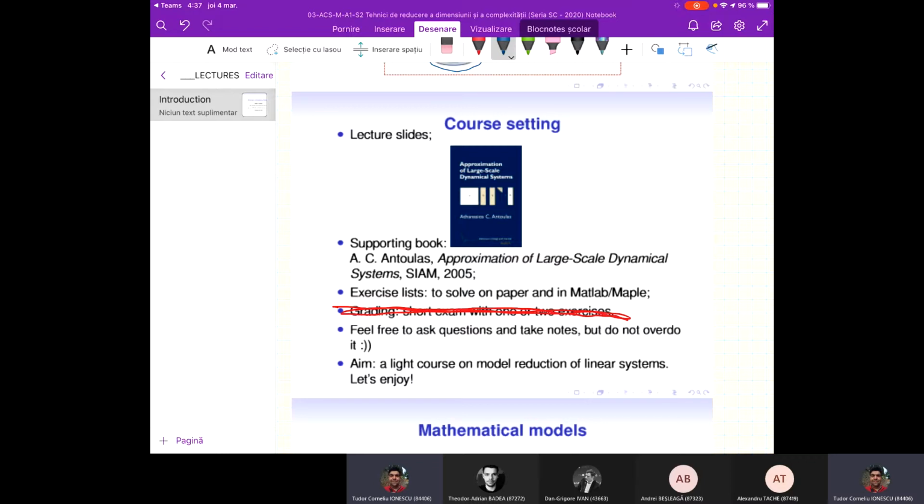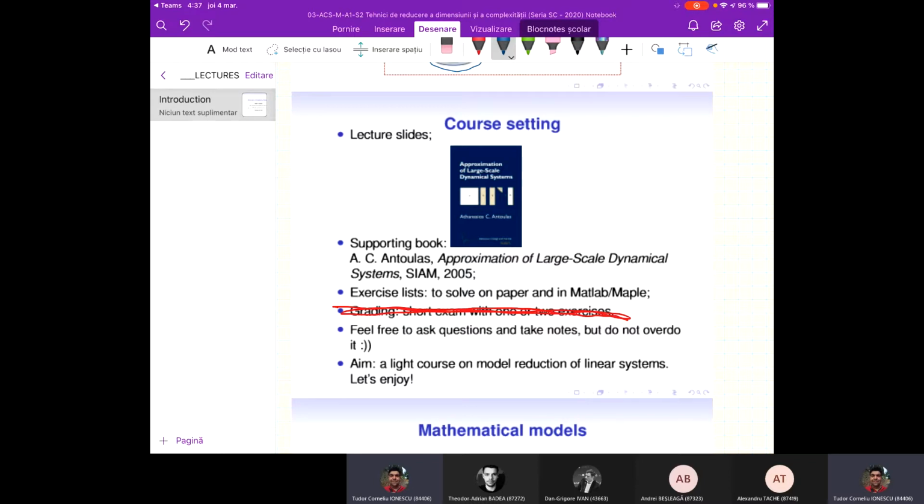So this is the aim of this class, to be a light course on model order reduction. This is something you probably haven't seen before, though you must have heard about it. Again, it's very important because mathematical models are getting more and more complex. This is not something new.